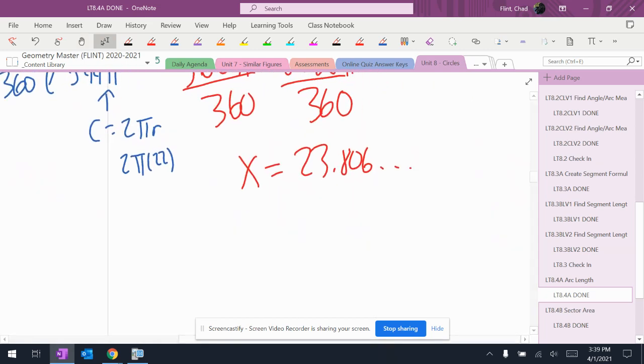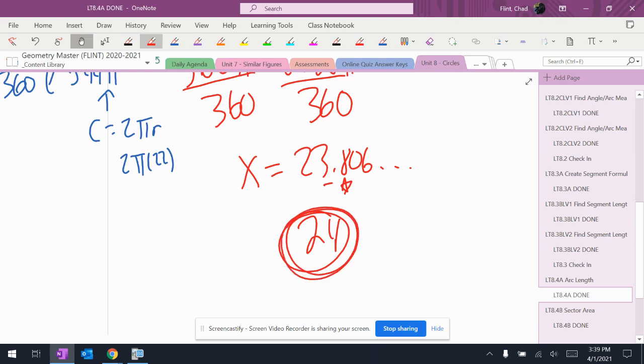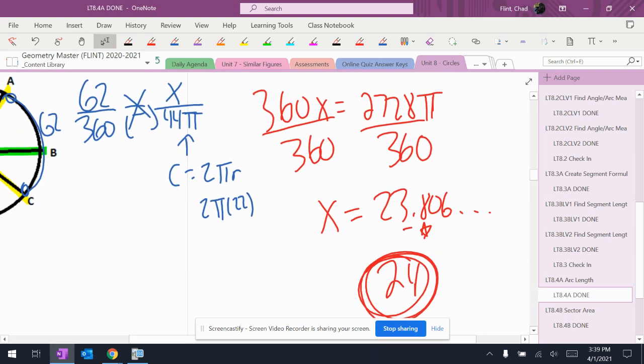And it says nearest integer. That means no decimals. So 24 would be the length of that arc. If you don't like doing things in terms of pi, just multiply it out and have your decimal each time. That's completely fine. Just sometimes I think it's easier to not have to continually write out all the decimals.